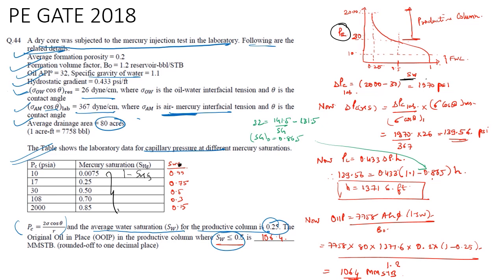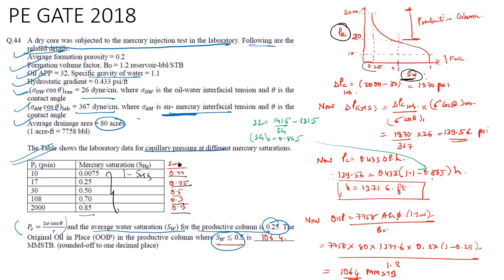So this can be written as 0.99, this can be written as 0.75, 0.5 can be written as 0.5, 0.7 can be written as 0.3 of water saturation, and 0.85 of mercury saturation can be written as 0.15 of water saturation. Now I am plotting the same thing over here. So PC versus water saturation is given.